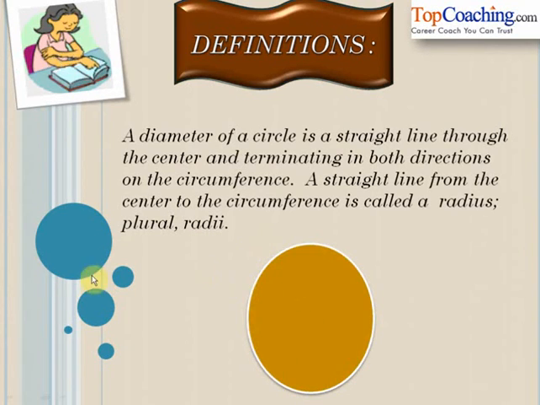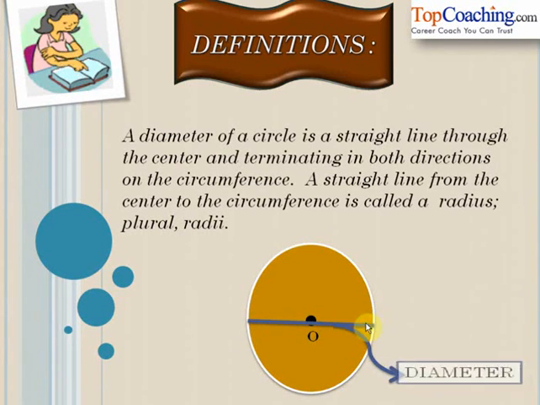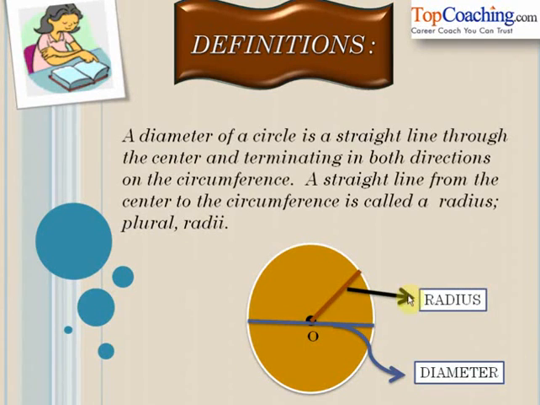So let us say that this is a circle in which this is the center, and if a line passes through the center and terminates on the circumference, then this line is known as the diameter. Similarly, if we have a straight line from the center that terminates at the circumference, then this line is known as the radius. So for any circle, the diameter represents a line that passes through the center and terminates in both directions on the circumference. Similarly, the radius is a straight line drawn from the center to the circumference.